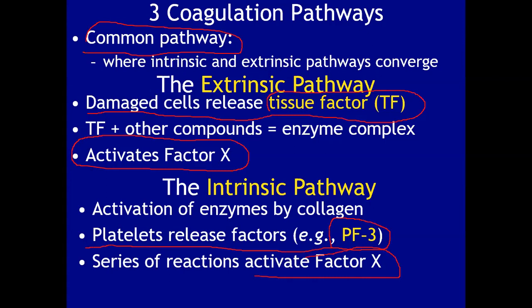Okay, so we've got extrinsic pathway coming from the damaged cells. We got the intrinsic pathway coming from the blood itself, those platelets, and they're going to converge here, and that's where factor 10 is. Okay, factor 10 right here. And then from factor 10, we're going to take it through the common pathway.